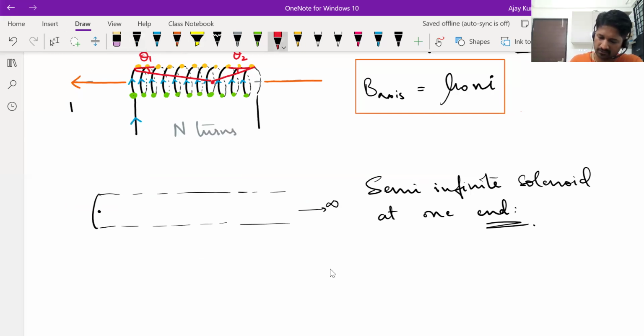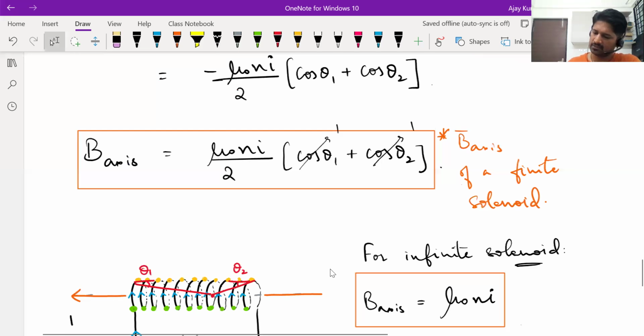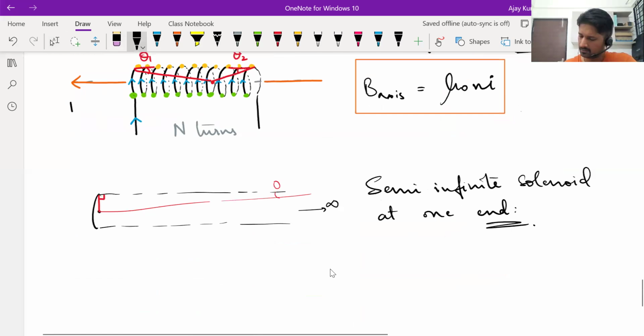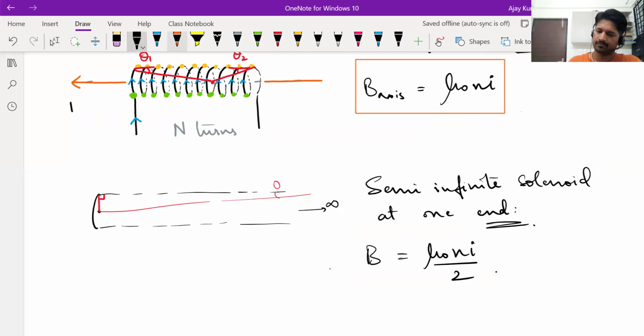Then you connect that point to the ends of the solenoid. You see one angle becoming 90 degrees. The other angle at the other end will be tending to 0. So if one angle is 90 degrees, you'll get one 0 and one 1. So the bracket will become 1 and the field will be mu naught Ni by 2. Anywhere comfortably inside a long solenoid, it is mu naught Ni. But if you go to the end of a long solenoid, with the other end very far away, then the field will be mu naught Ni by 2.